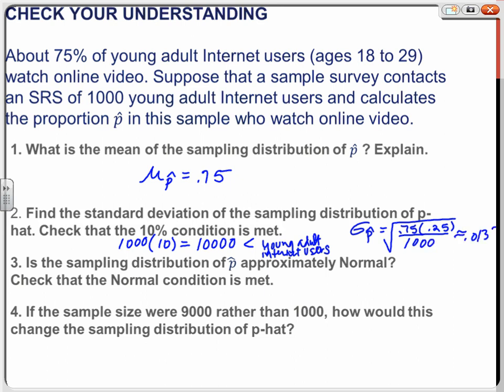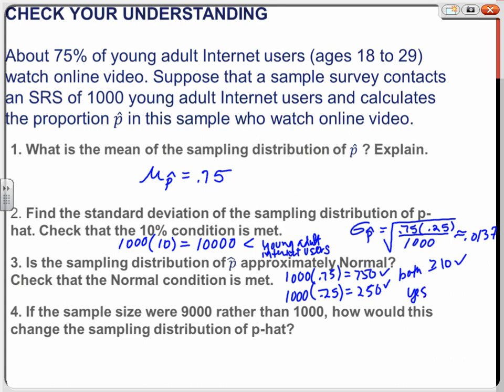Is the sampling distribution of p-hat approximately normal? And check that the normal condition is met here to see. So let's see. N times p would be 1,000 times 0.75, which is 750. That's good. And 1,000 times 0.25, which is 250. So both are greater than or equal to, let's just use the symbol, make life a little easier. Both are greater than or equal to 10. So yes, it is approximately normal.